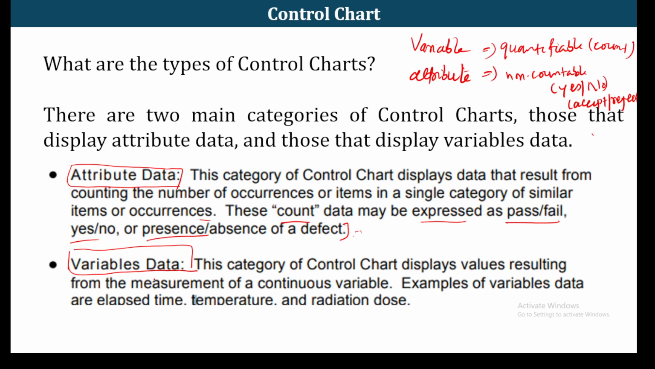Another one is the variable data. With variable data we can actually display how much change is coming. This category of control chart displays values resulting from the measurement of a continuous variable. Examples of variable data are time elapsed or temperature, maybe the radiation dose, maybe the drug dose, things like that which we can count.